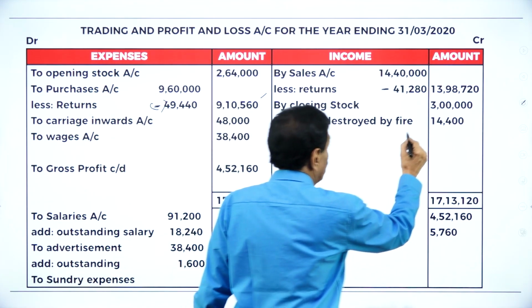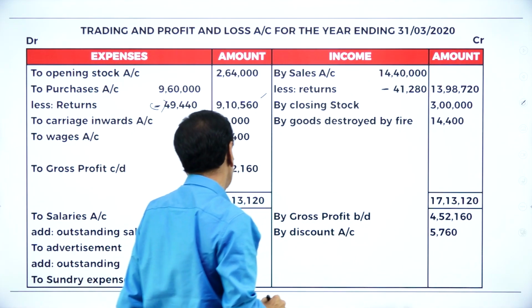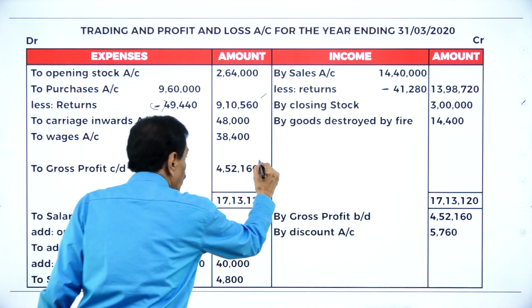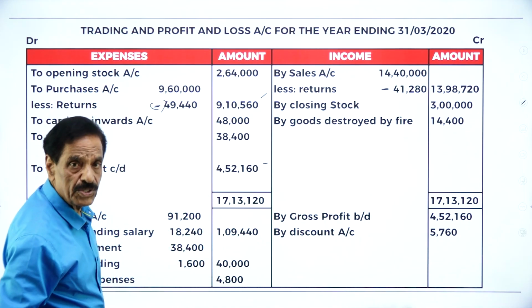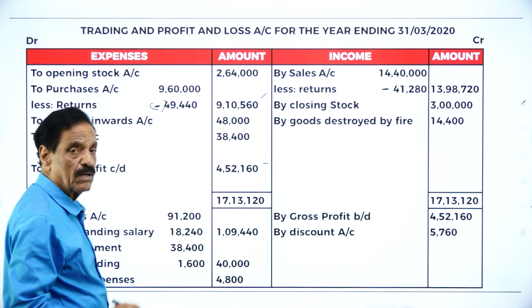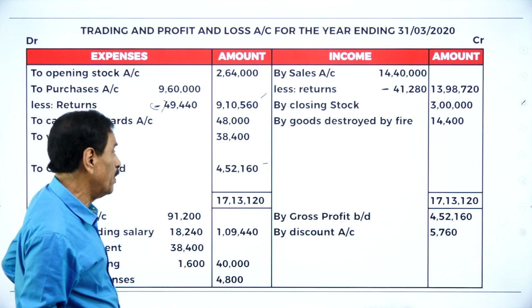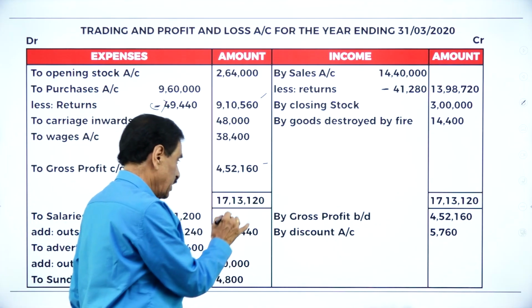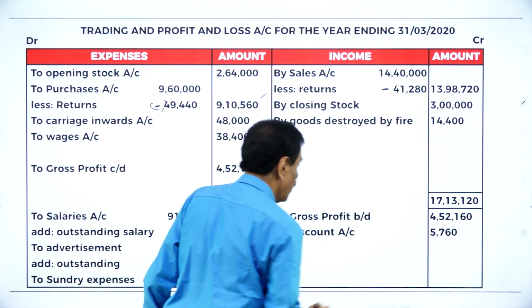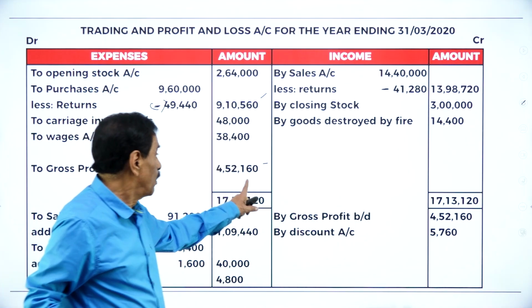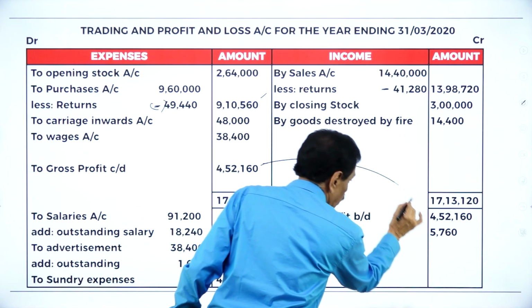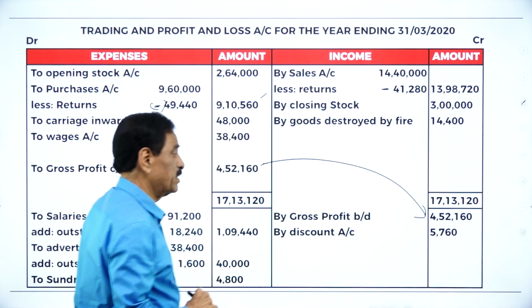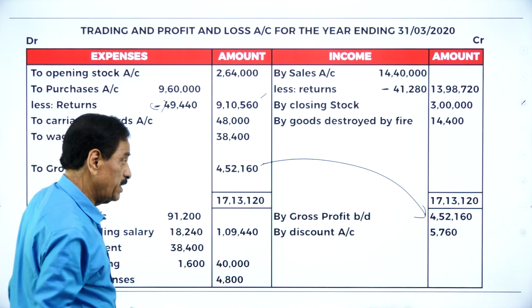This is stock full value. Stock destroyed full value. Difference will come 4,52,160. That is the gross profit carried down. So your trading account is over. Come back to profit and loss account. Brought down by profit. Gross profit brought down is 4,51,160. By discount, credit entry 5,760.